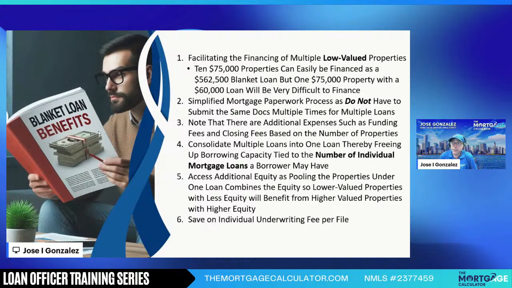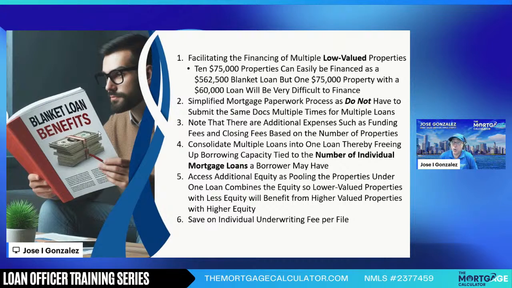Number two is the blanket loan is going to result usually in a simplified mortgage documentation process, as you do not have to submit the same documents multiple times for multiple loans, right? You just submit one for all 10 properties as opposed to 10 individual loans. Now, as I mentioned earlier, please note that there are additional expenses such as funding fees and closing fees based on the number of properties.